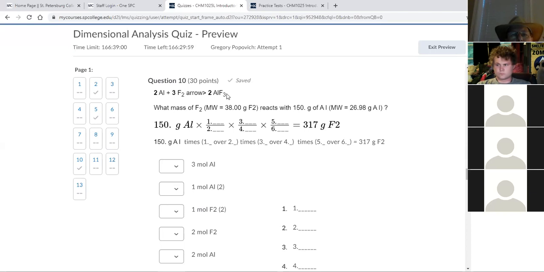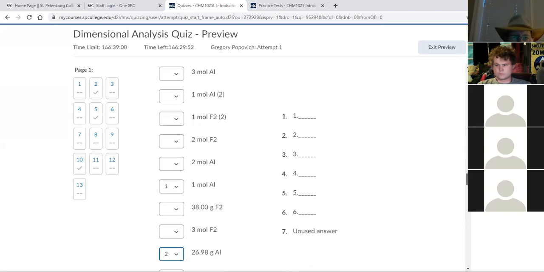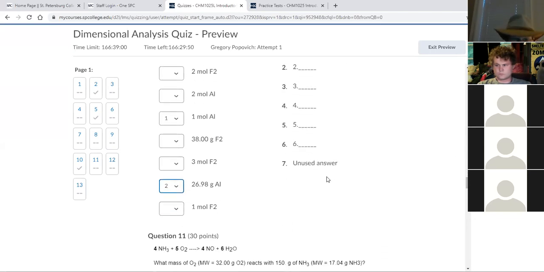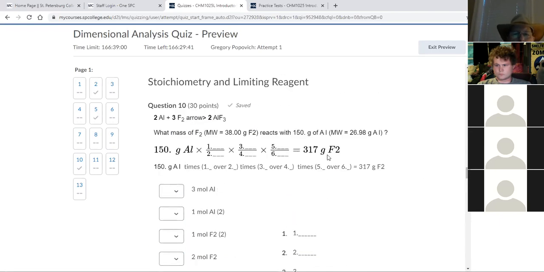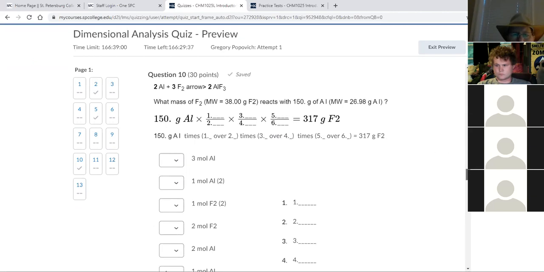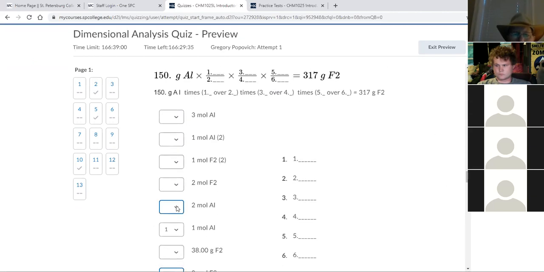What goes on top, the 2 or the 3? The 3. 3 moles of what? Is that fluorine? Fluorine. So I got 3 moles of fluorine. That's going to go in position 3. What's going to go in position 4? 2 moles Al. Okay, fair enough. Now I've canceled out my moles of aluminum.